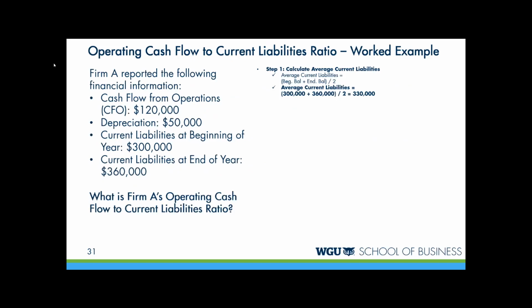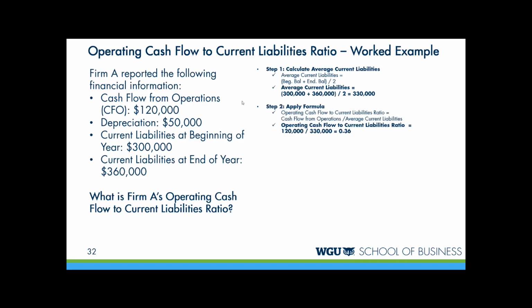Okay, so let's go through an example of calculating this ratio. So here we have some information from Firm A, and we've got different values here. And so we want to compute the firm's operating cash flow to current liabilities ratio. So the first step we're going to do is calculate the average current liabilities. That's the denominator for this formula. And so to calculate the average, we take the beginning balance plus the ending balance divided by 2. So that is going to give us a value in the denominator for average current liabilities of $330,000.